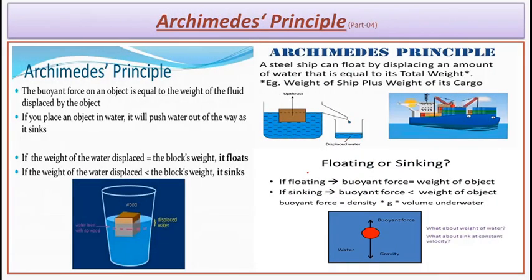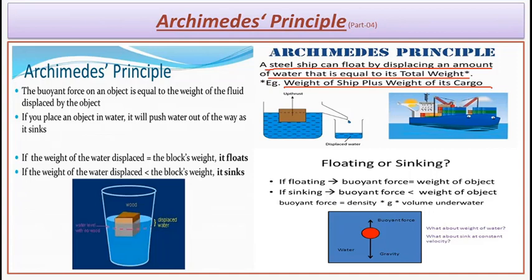Now, let's discuss more on Archimedes' principle. A still ship can float by displacing an amount of water that is equal to its total weight. Here the total weight has been taken as the sum of the weight of the ship as well as the cargo on it. Now how is this possible?